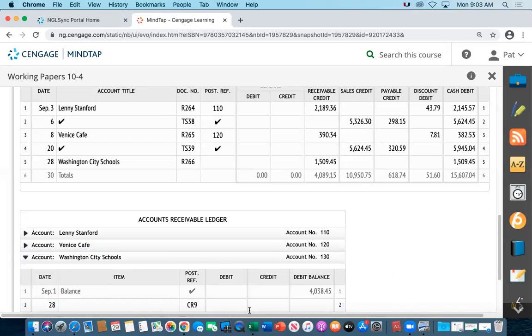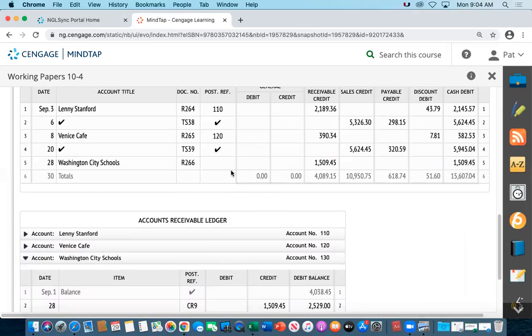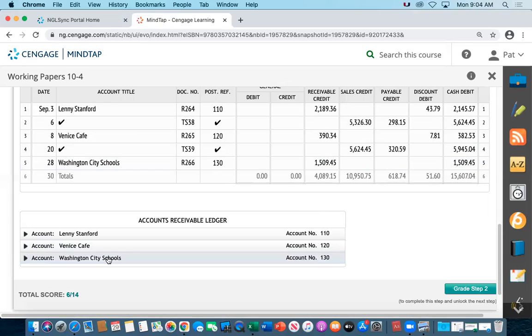All right, we have an accounts receivable credit for $1,509.45 with a new balance of $2,529. Then 130. And that's it. Any questions on posting those?